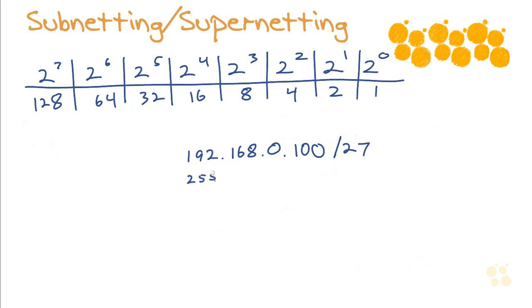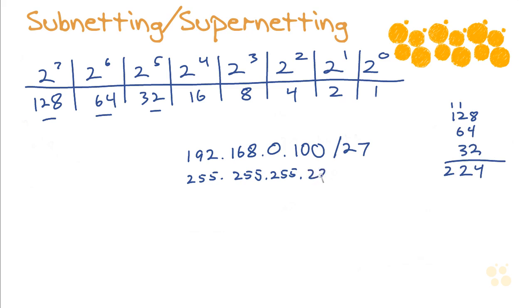It would be 255, that's the 8 bits, 255, another 8 bits, 255, another 8 bits, and then it would be 3 bits beyond 24 bits. So it would be these 3 bits right here. It would be 128 plus 64 plus 32. That's 12, 14, carry the 1. That is a 9, 12, 224. So that's what the /27 would look like in longhand, if you will.